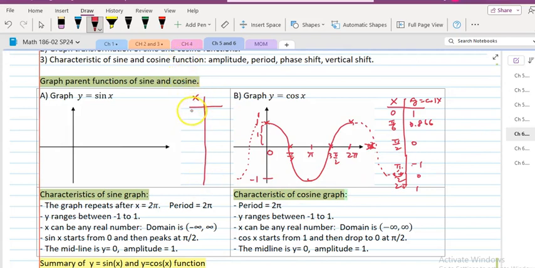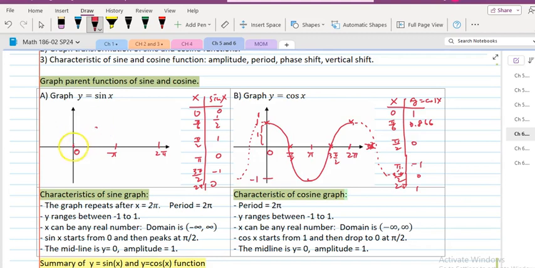We know in the beginning when you have 0, sine of 0 is still 0. And then when you have pi over 6, sine is 1/2. Gradually at pi over 2, it goes up to 1. But at pi, it goes back to 0. At 3 pi over 2, it goes down to negative 1. And at 2 pi, it goes back to 0.